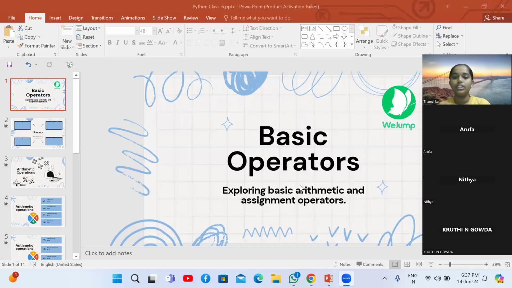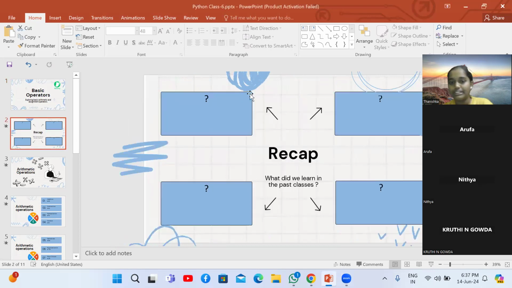Today we are gonna learn about the basic operators. So, I think you guys are already familiar with it because from past two classes we have learned a bit of these operators, right? So, even today we'll be learning about it. And then we can do the recap. I'll not tell you guys what we learned, but you guys can tell me what we learned in the previous class.